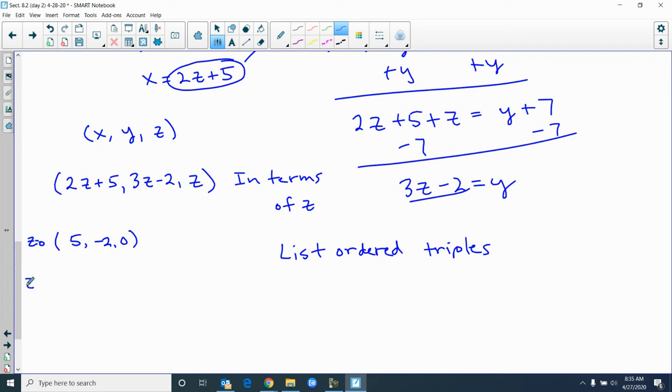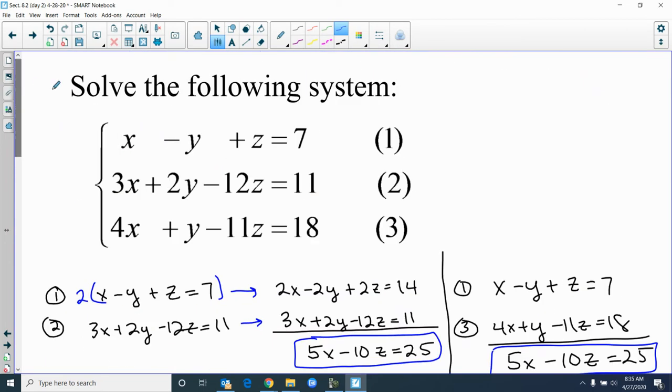And then I can plug in z equals 1, which is 7. 3 times 1 minus 2 is 1. And that gives me 1. And then z equals 2 would be 9. 3 times 2 is 6, minus 2 is 4, and then 2. So 5, -2, 0. That is just one of them. So if you would plug that in, it has to work for all of them.